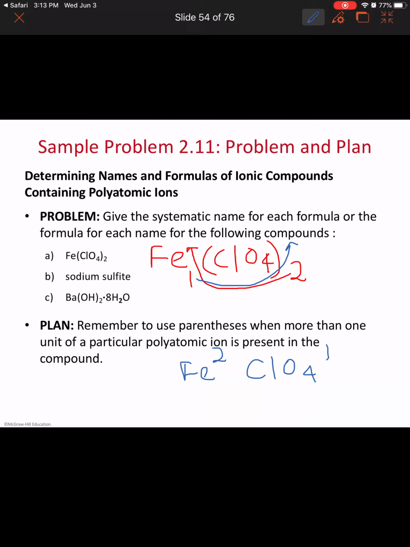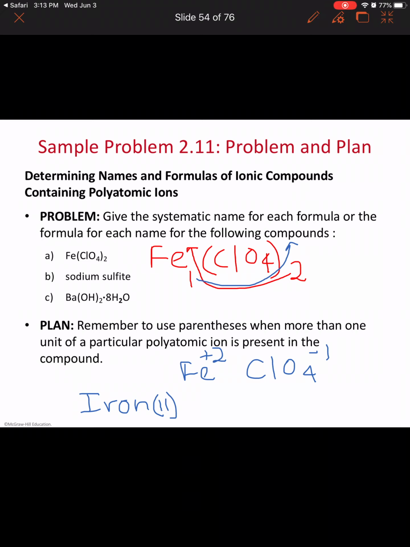And always we write the cation first in a formula. So this is plus and this is minus. These are the two ions. By doing this, we can find out the charge of the iron. So it has to be iron(II). Remember, you have to write the Roman numeral in parentheses if it is a transition element or it has more than one oxidation number, iron(II). And then you need to figure out what is the name of ClO4 minus 1.